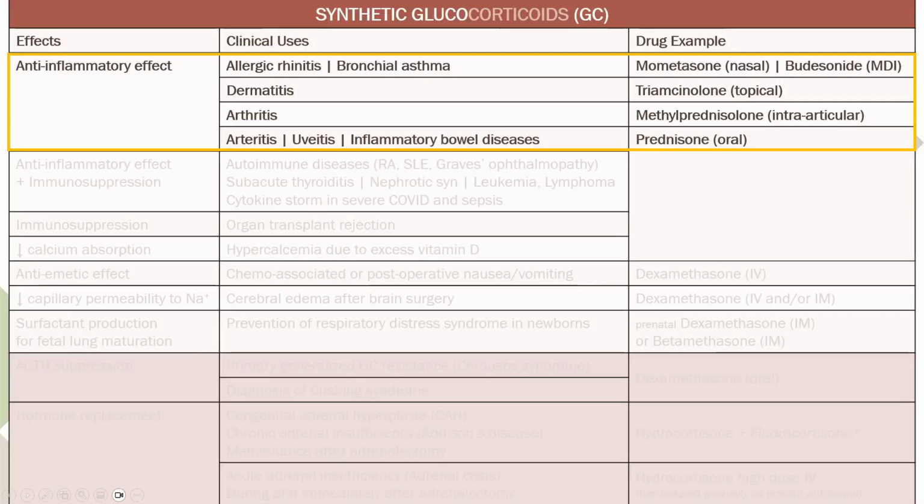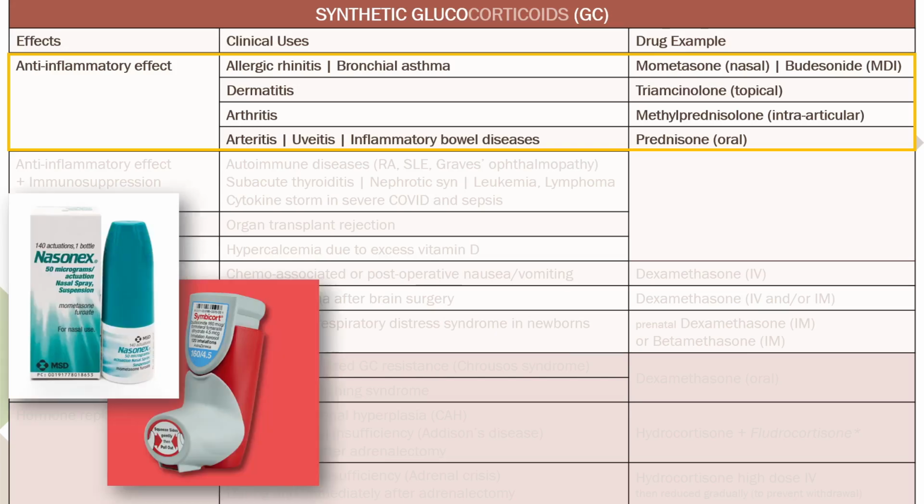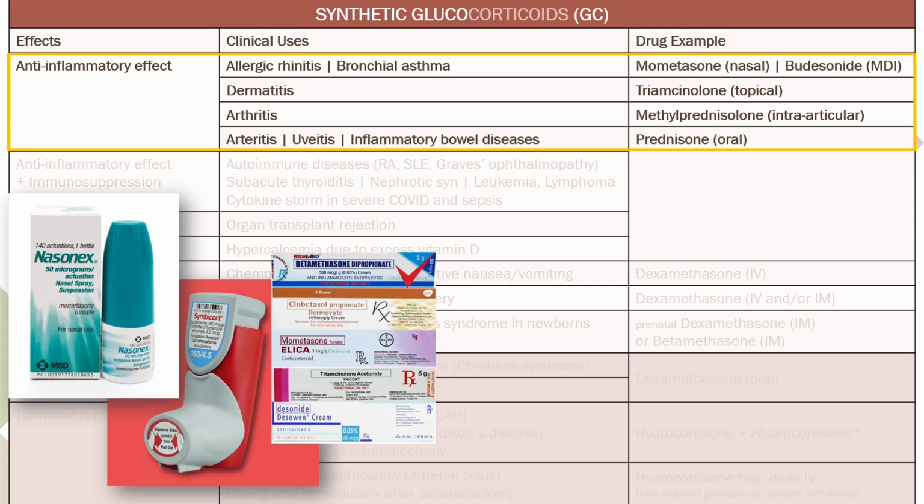Synthetic glucocorticoids are used to treat not only adrenal disorders, but a variety of non-adrenal disorders. They are effective in inflammatory conditions, and depending on their location, preparations are formulated to maximize local action and avoid systemic effects that would result from oral or intravenous administration. So we have nasal sprays for allergic rhinitis, inhalers for bronchial asthma, a wide range of topical formulations for dermatitis, triamcinolone is just one of them.